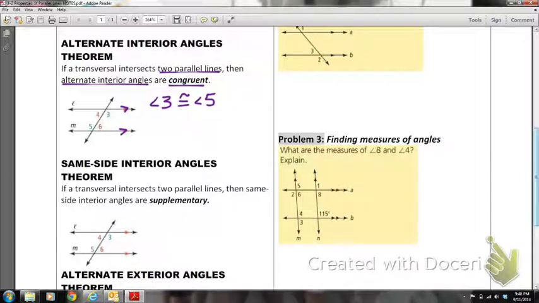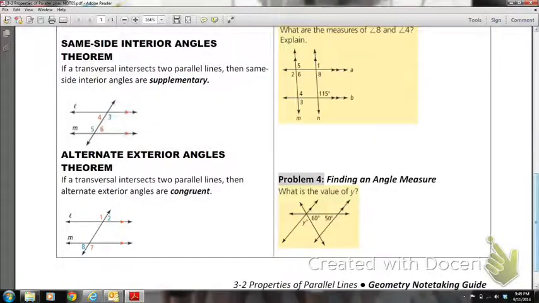The other pair of alternate interior angles are angle 4 and angle 6. Once again, opposite sides of the transversal and interior to lines L and M. The next theorem is the same side interior angles theorem, and it states that if a transversal intersects two parallel lines, then same side interior angles are supplementary.